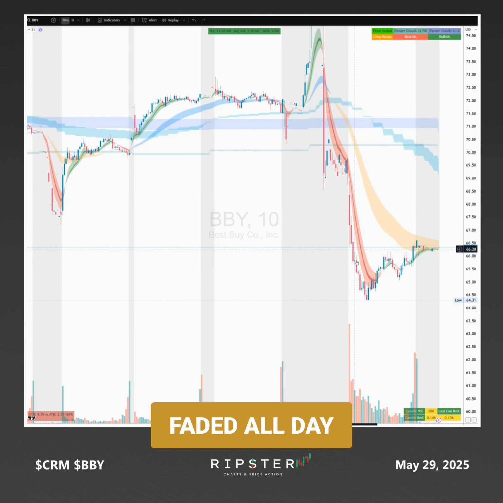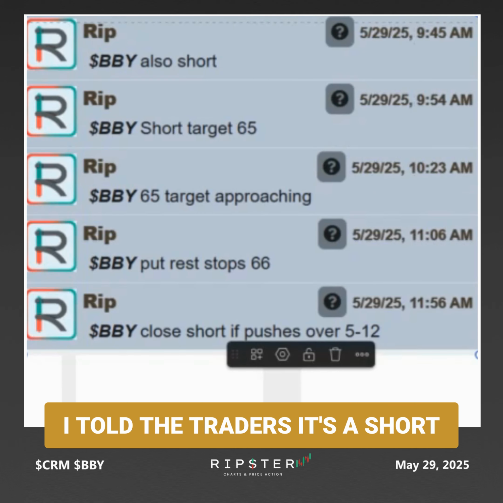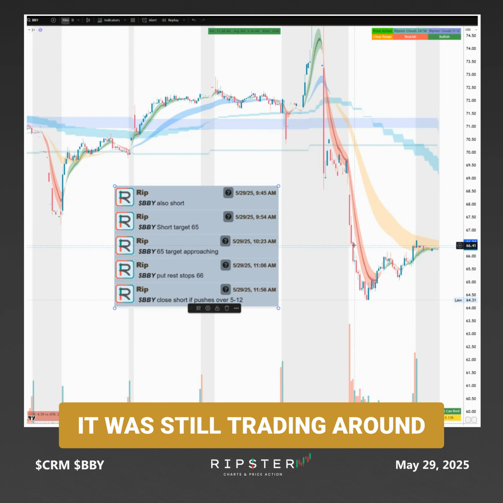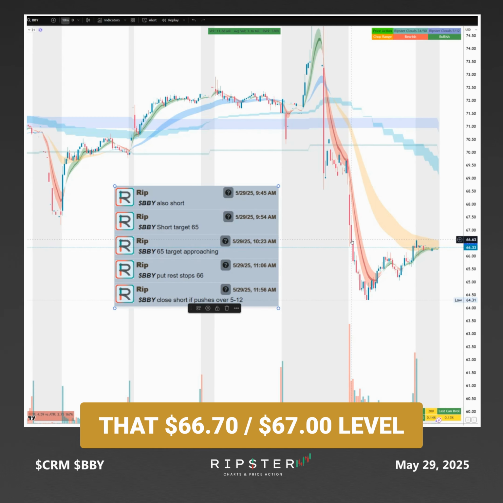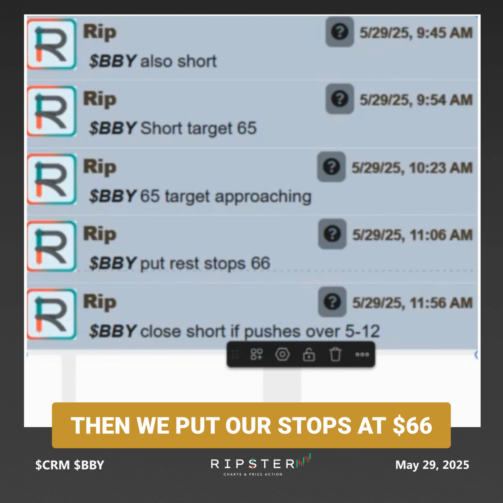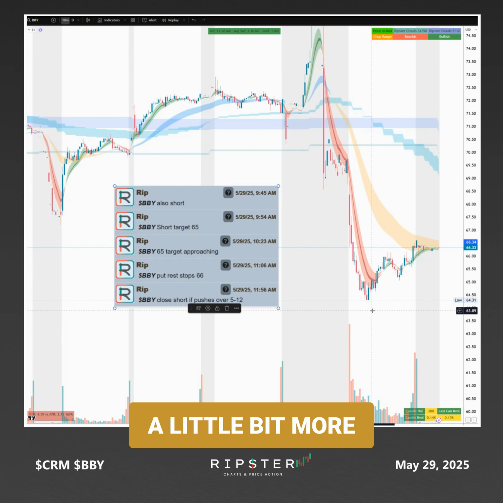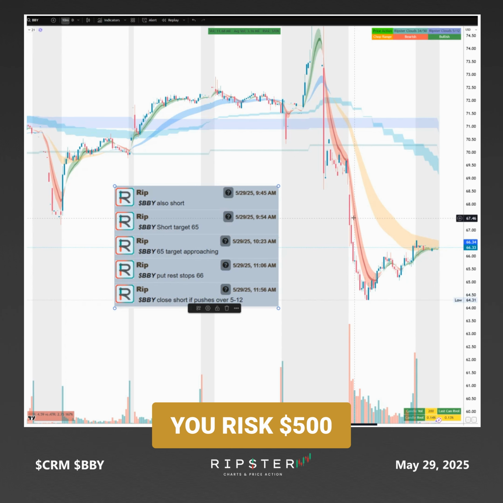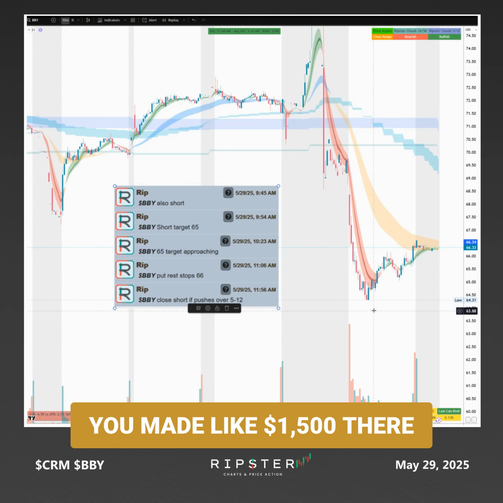You short it at the open, fade it all day, and you only close once it goes. I told the traders it's a short even at 9:45. The target I gave was 65. It was still trading around that 66.70, 67 level. We did hit our 65 target. Then we put our stops at 66. Then we even got a little bit more. We got 64.31. Nice trade on the put options, or even if you traded the shares, you risked $500. You made like $1,500 there on that short.